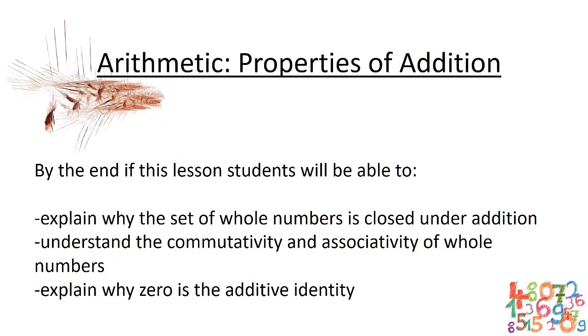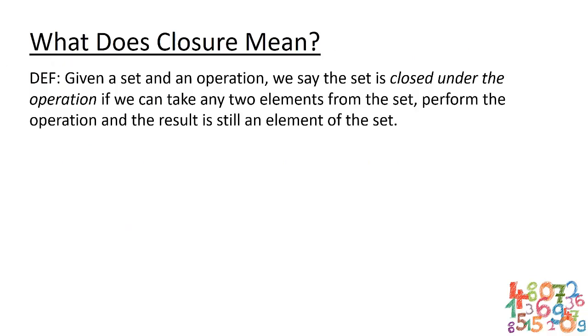In this lesson, we will look at some of the properties of the set of whole numbers under the addition operation. The first property we want to explore is called closure. A set is closed under an operation if we can take any two elements from the set and perform the operation and obtain a result that's also in the original set.